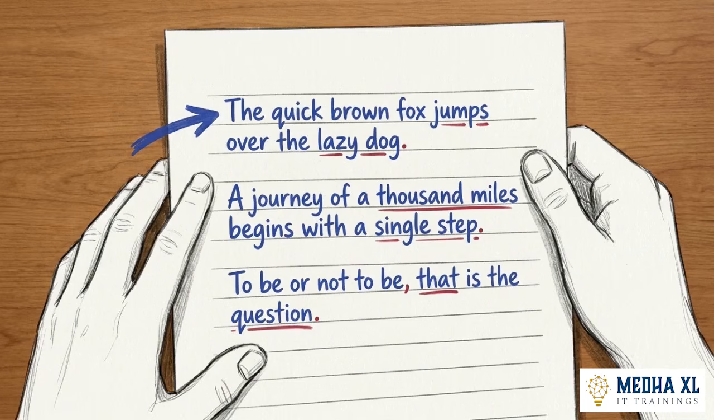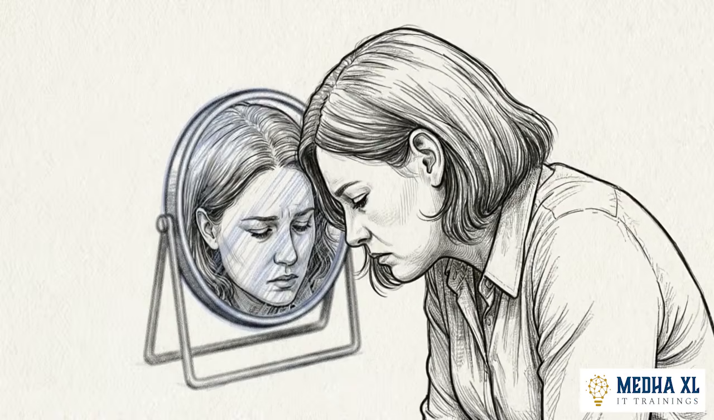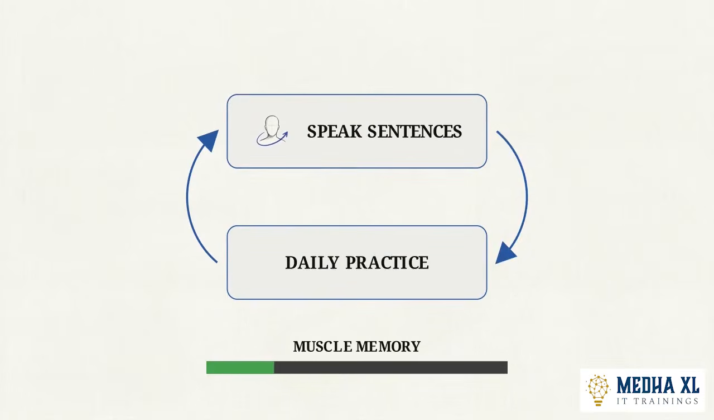Look at the paper in front of you. You now have a complete, personalized English cheat sheet. Your first assignment is to take that paper to a mirror. Speak these sentences aloud for 5 minutes. This builds the muscle memory required for the words to flow naturally when you need them.